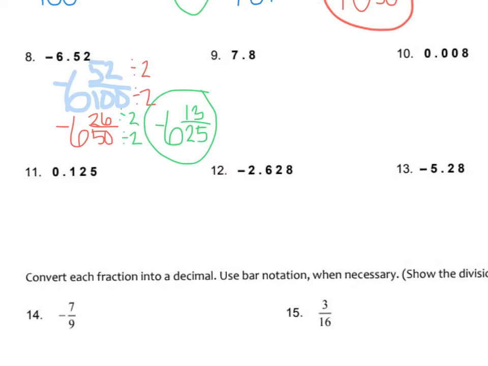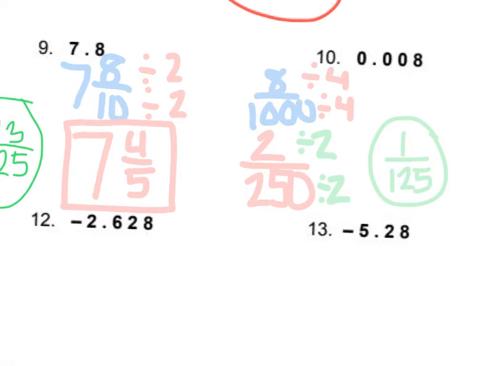All right, I want you to try numbers 9 and 10. Good luck. All right, number 9. We got 7 and 8/10. Divide by 2. And our final answer is 7 and 4/5. Number 10, we have 8 over 1,000 because it's in the thousandths place. First thing I did was divide by 4. When I simplified, I got 2 over 250. Then I realized I could simplify some more, and then I got 1 over 125.